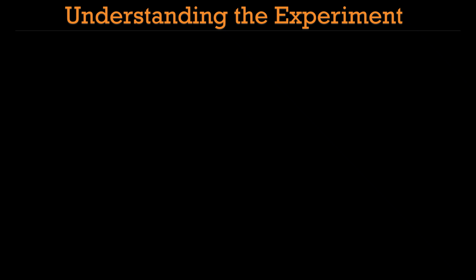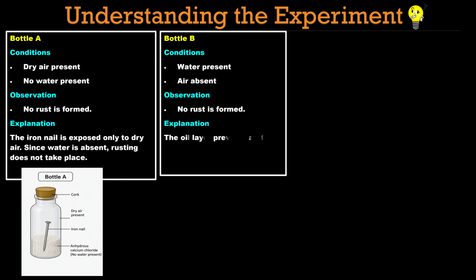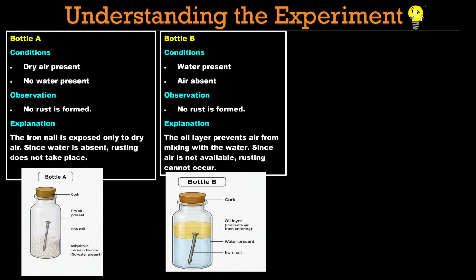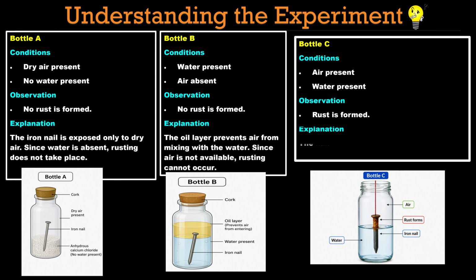Now let's understand this experiment using three different bottles. In bottle A, iron nail is exposed only to dry air and no water is present. We observe that no rust is formed because rusting cannot take place without water. In bottle B, water is present but an oil layer prevents air from mixing with the water. Here also, no rust is formed because air is not available. In bottle C, iron nail is exposed to both air and water. This time rust develops on the surface of the nail.